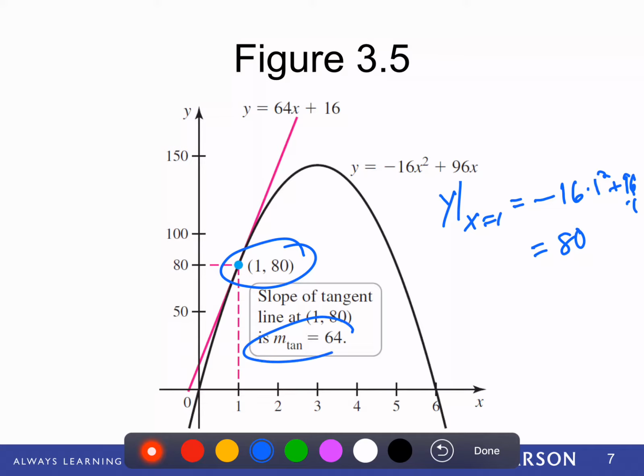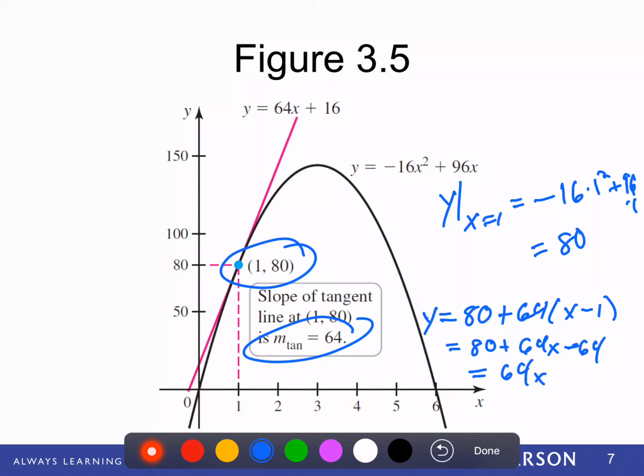And if I know the slope is 64, I can write down that y equals f of 1, which is the 80, plus the slope at 1, which is 64, times x minus 1. If I clean this up, I get 80 plus 64x minus 64, or simply 64x plus 16, as you see right there. Again, I'll mention that where this came from has not been divulged yet, but if you knew the value here, you can then make the calculation of the line shown here.